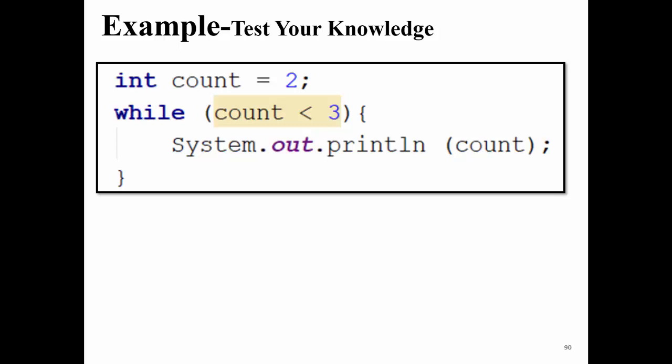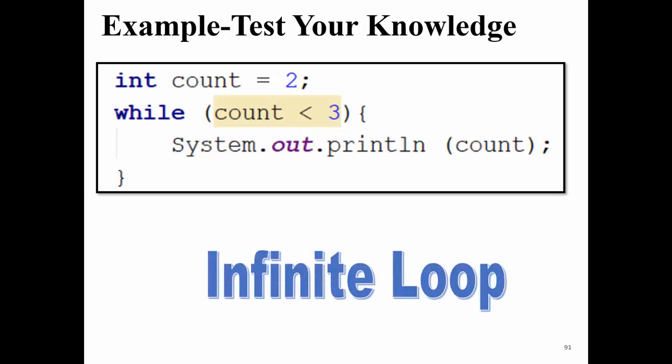Yes, so this will be an infinite loop. You can see we set count to 2. The condition is true, so we are inside the loop now, and we are inside the loop forever. We're not going to get out of the loop because no one is changing the value of count. So in this case, we have an infinite loop, and this infinite loop should be avoided.